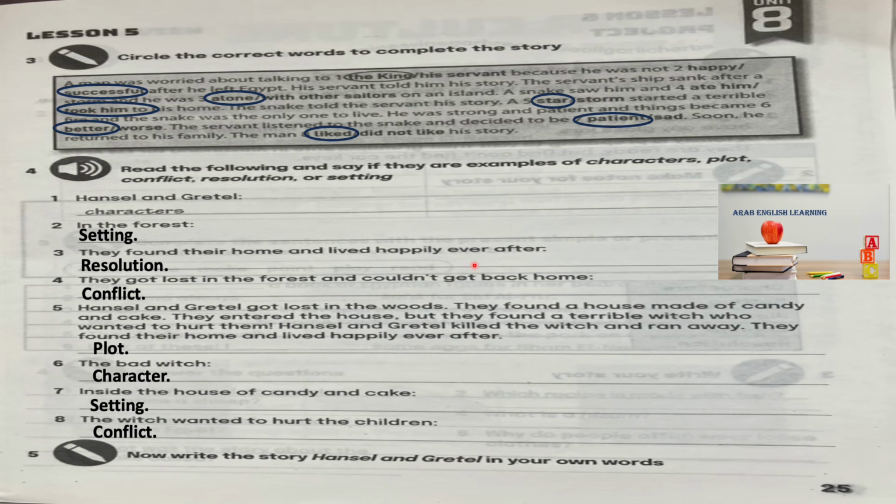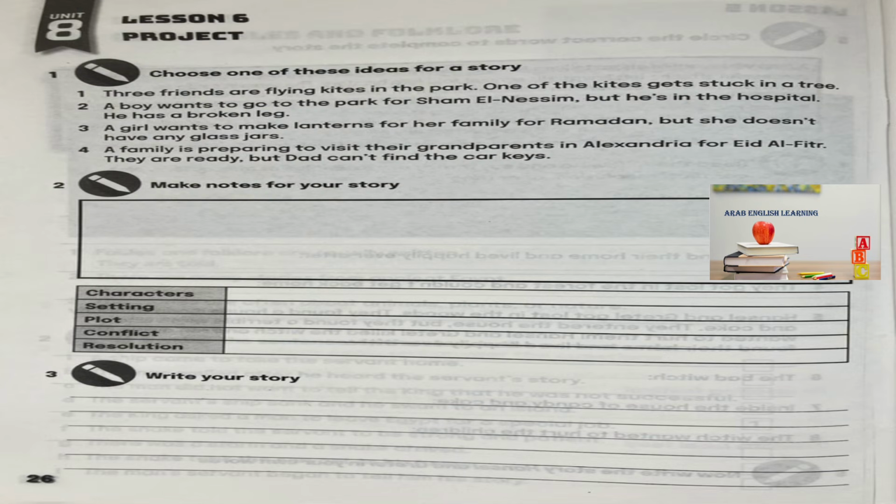8. The witch wanted to hurt children. Conflict. So any problem in the story, we call it conflict. And the place or the time, we call this setting. And the people that are doing the story, we call them character. And the events in the story is called plot. Exercise 5. Now you write the story of Hansel and Gretel in your own words. Page 26 is the project.